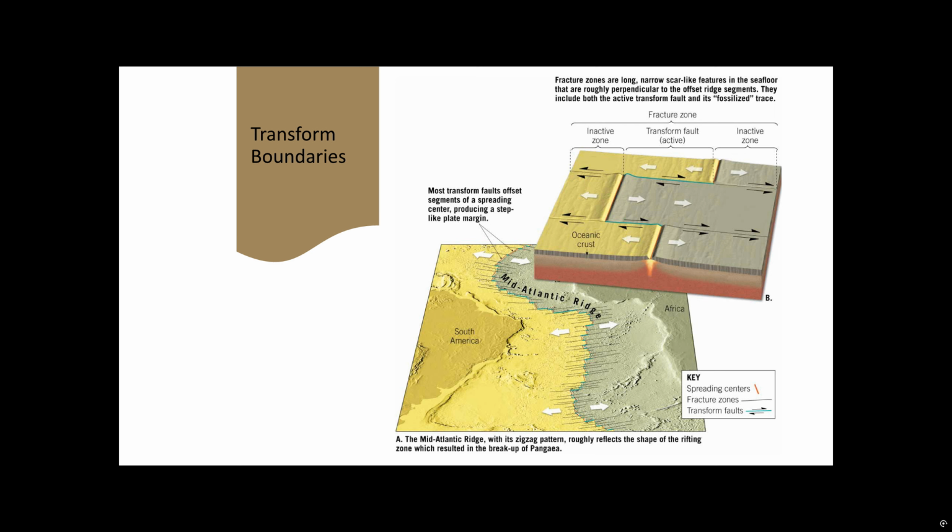They actually have an inactive zone, and then the transform fault that's active, and then another inactive zone on the opposite side. So as the divergence continues at the mid-ocean ridge and they move further away, the outer edges become inactive.